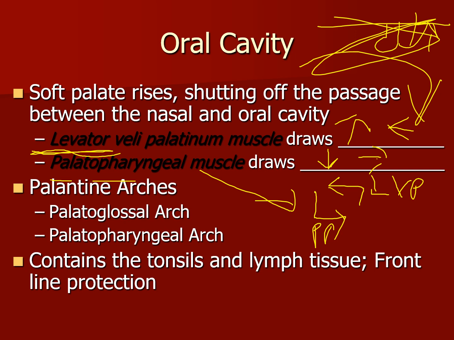In your nasal cavity, you also have your palatine arches. So your palatoglossal arch, which is the upper one, and your palatopharyngeal arch, which is the lower one. So these are ways to protect the airway or to protect the oral cavity. And they contain tonsils and lymph tissue at the front, and they're a frontline protection of the body overall, whether you're eating or breathing, right? They can form a frontline protection, right? So these are your palatine tonsils. They're where you look for the white patches for strep throat. They're looking at those palatine arches right there.